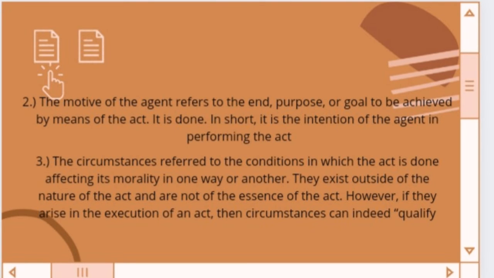The second one is the motive of the agent. This refers to the end, purpose, or goal to be achieved by means of the act. In short, it is the intention of the agent in performing the act. The third one is the circumstances. This refers to the conditions in which the act is done, affecting its morality in one way or another. They exist outside of the nature of the act and are not of the essence of the act. However, if they arise in the execution of an act, these circumstances can indeed qualify it.